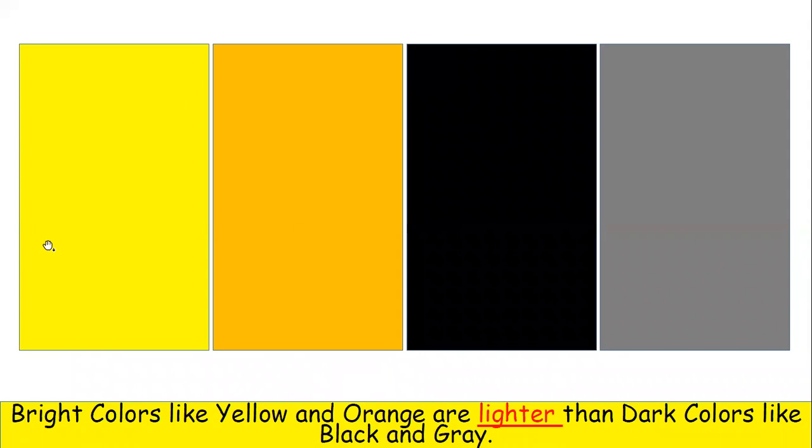Bright colors like yellow and orange are lighter than dark colors like black and gray. If you look to this side of the screen, this first side is lighter than this side of the screen, and this side is darker than that side. So yellow and orange colors are lighter than black and gray colors, which are darker.